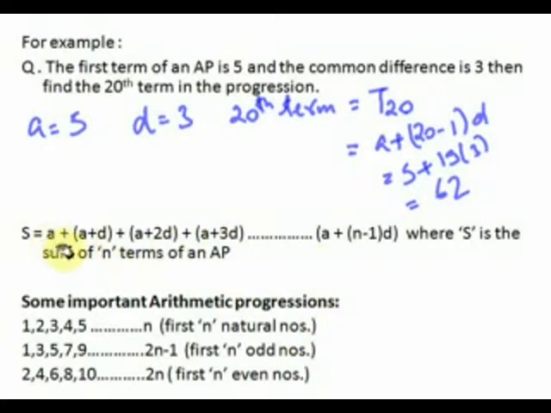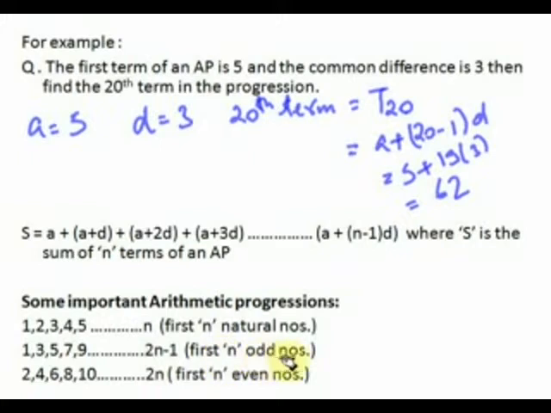Now if we have to find the sum of an arithmetic progression, that is a, a plus d, a plus 2d up to a plus n minus 1 d, we have to derive the formula for this relationship. First of all, let's see some of the important arithmetic progressions which we commonly come across in mathematics. 1, 2, 3, 4, 5. What is this? This is the first n natural number sequence. This is the arithmetic progression with the common difference of 1 and the first term as 1.